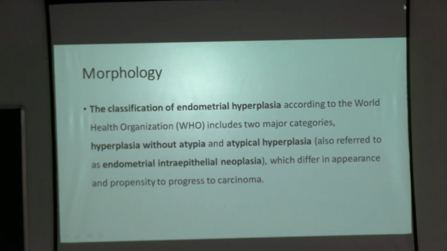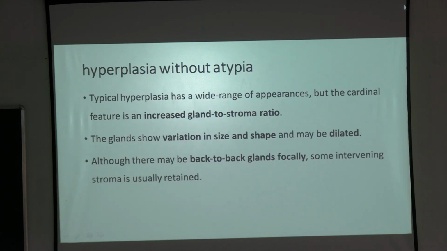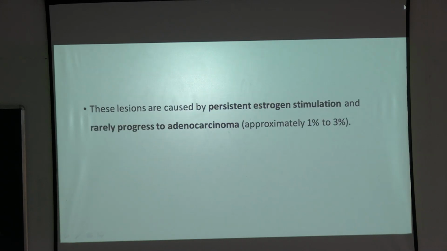Morphology. There is a classification given by World Health Organization: hyperplasia without atypia and atypical hyperplasia or endometrial intraepithelial neoplasia. There are two types: hyperplasia without atypia and atypical hyperplasia. Hyperplasia without atypia কি করে চিনব? Increased gland to stroma ratio. The glands show variation in size and shape and may be dilated, and there may be back-to-back glands focally, with some intervening stroma present. These lesions are caused by persistent estrogen stimulation and rarely progress to adenocarcinoma.